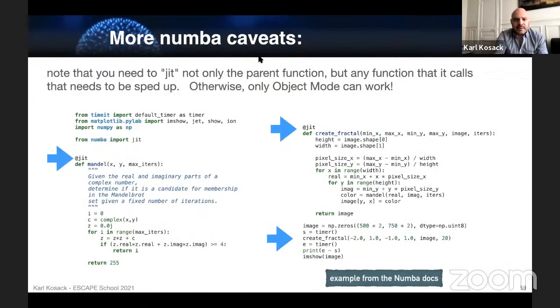The other thing about Numba is that you have to remember that when you have a hierarchy of functions, like a call stack, like we showed before, you have to JIT every function that's called by every other function. So this is an example from their documentation. There's a function called create_fractal, but that create_fractal function calls mandel. If mandel isn't also JITted, this whole thing will fail, and it'll run in object mode, and you'll get very, very slow results. But once you also JIT mandel, then this becomes super fast. So there's a lot of thought you have to put into doing Numba optimizations.